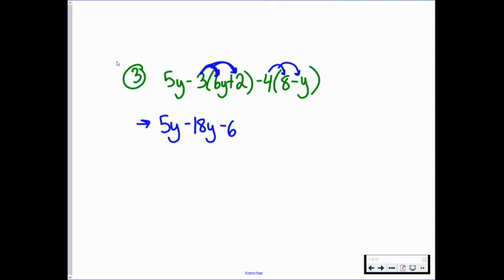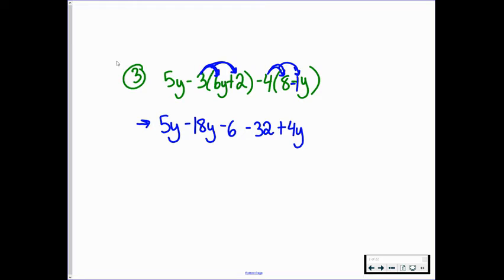Now the second set of parentheses, we're going to do the same thing. Negative 4 times 8 is negative 32. And negative 4 times negative y, remember you could say there's a 1 in front of that y. Negative 4 times negative 1 is positive 4. And then we're going to tack on the y at the end.